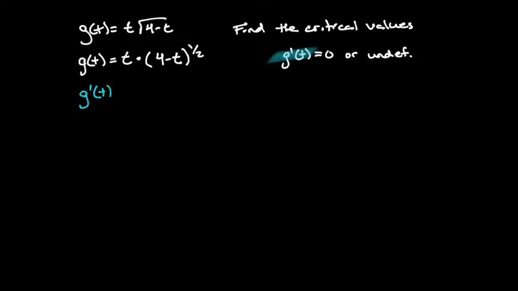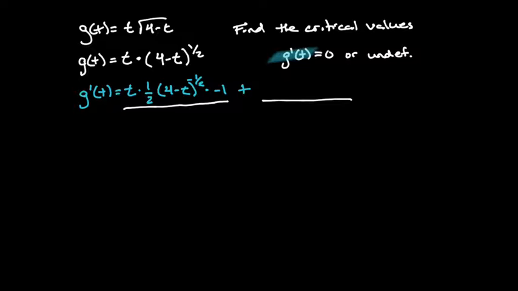G prime of t equals t multiplied by, and I'm going to take the derivative of that second piece, 4 minus t to the negative 1/2 multiplied by -1, right? Because that's the derivative of the inside function. And then I would add, right? I'm going to add the other, so this is part of my product rule. I've got one big part of my product rule here. Here's going to be my other big part, and that would be 1 multiplied by 4 minus t to the 1/2.